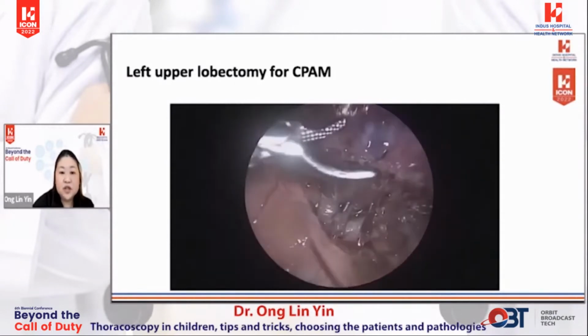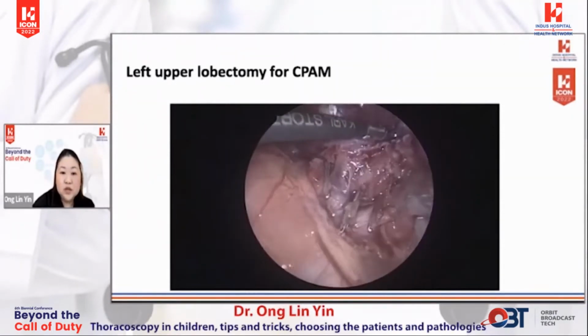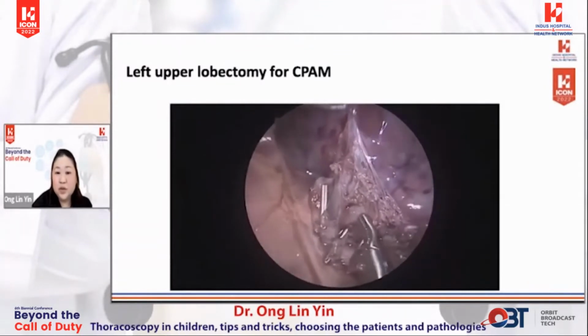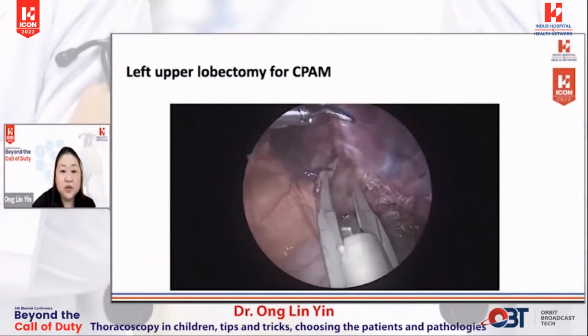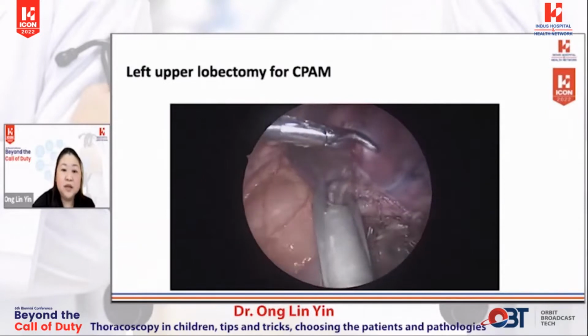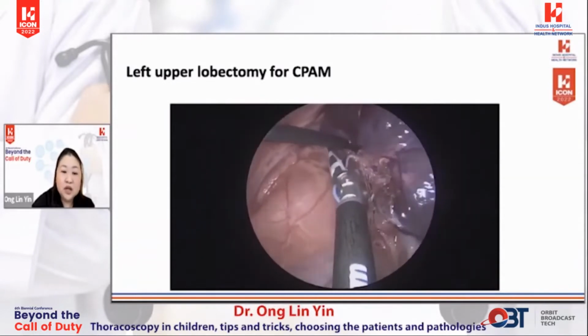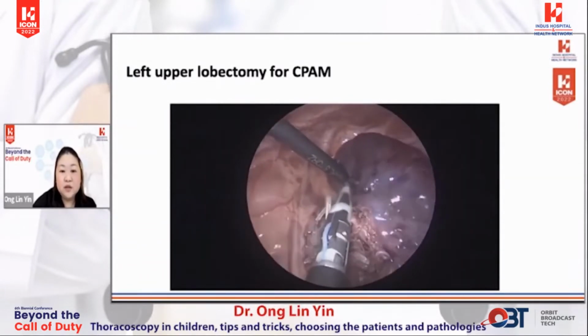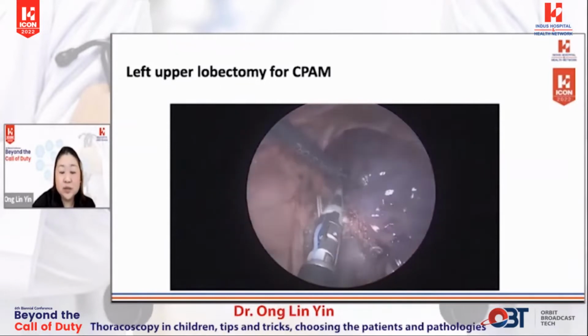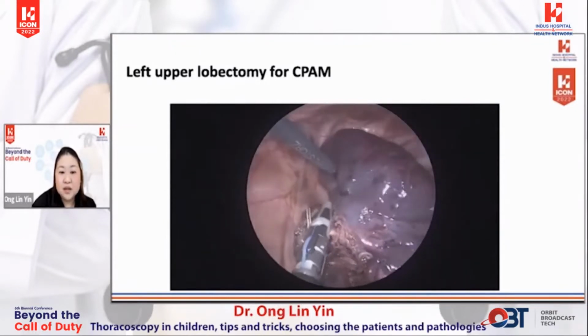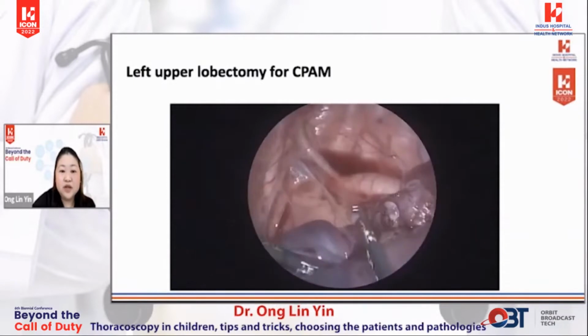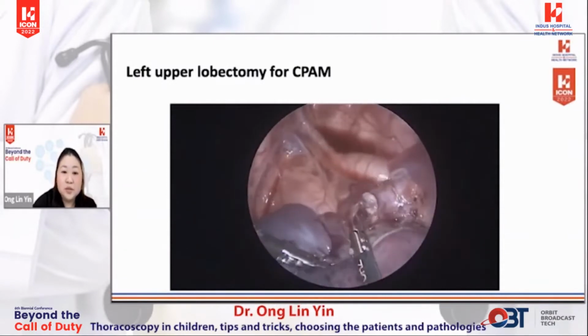Having divided the venous branches, the two branches of the pulmonary artery come into view. This would be the anterior and the apical posterior branches, and these are going to be similarly divided. In every case of lobectomy, it is important to do an anatomical dissection and identify and isolate each structure properly.